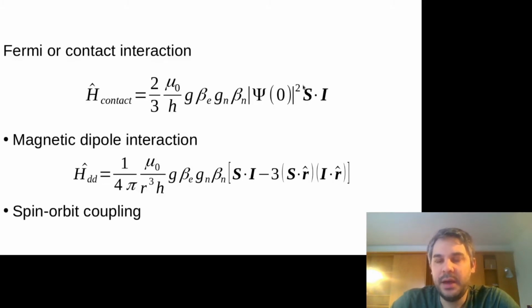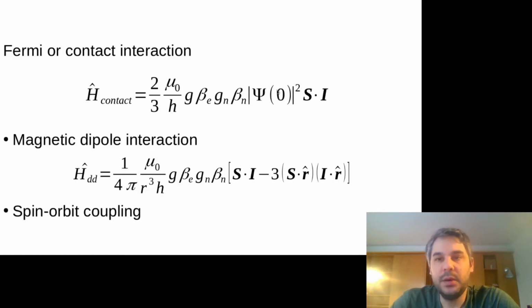Then we have a dot product between the spin operator S and the nuclear spin operator I. So this is the part that allows us to calculate the different energy levels depending on the orientations of the electron and nuclear spin. And then there's this psi 0 squared. So this is the value of the wave function of the electron at the position r equals 0, which would be the nucleus. So this is for an atom.